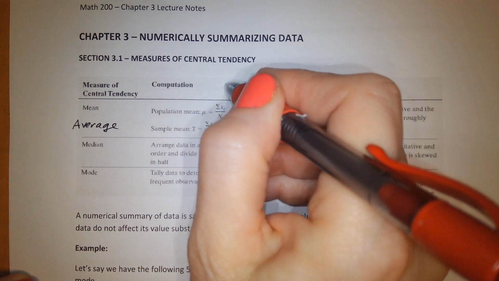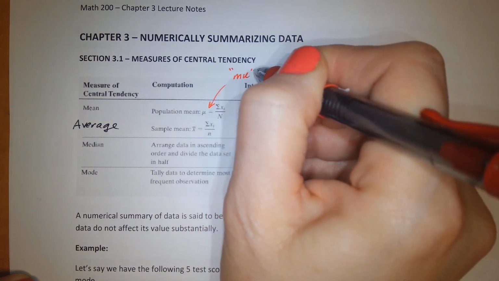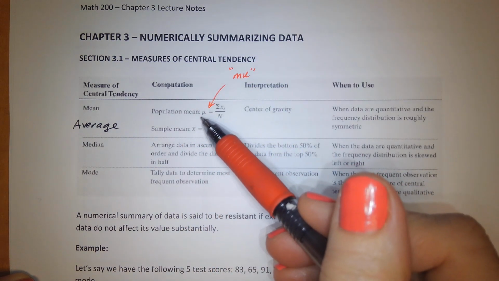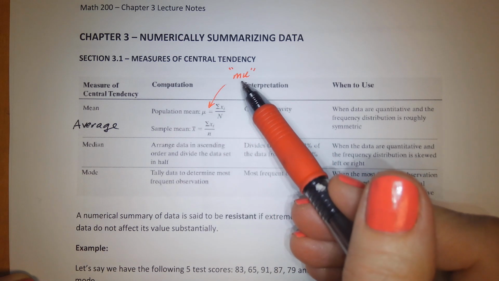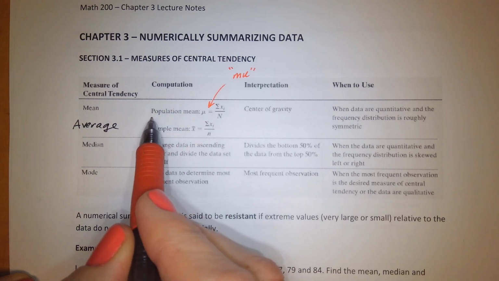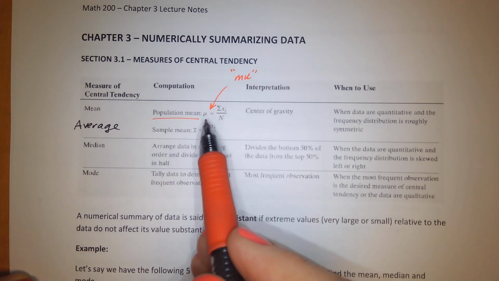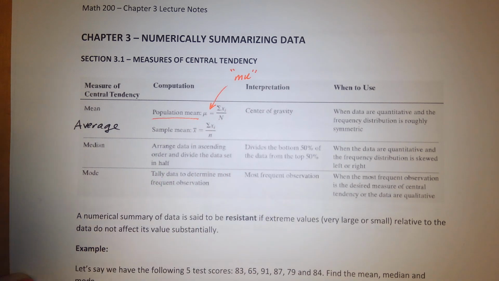This Greek letter is called mu. It looks like a U, but it's actually a cursive M, which stands for the Greek letter mu. Mu is what's called the population mean. So if we were taking the average or the mean of the whole population, we would use the letter mu.